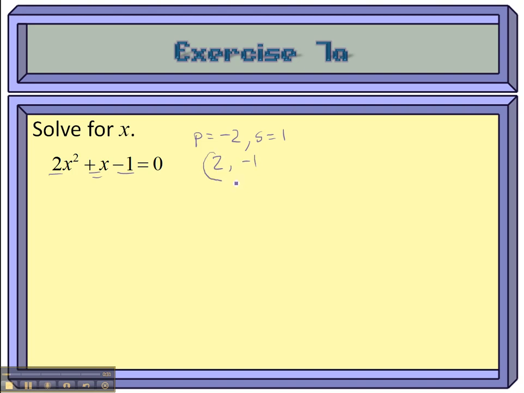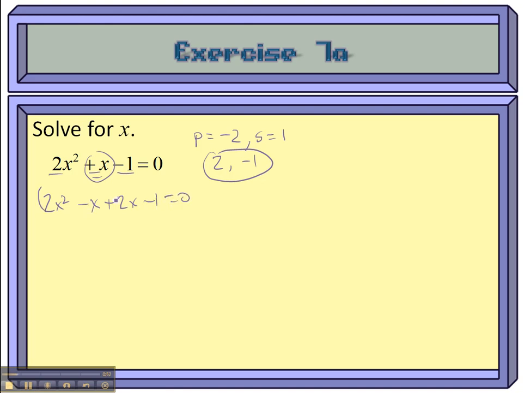I'm going to use those two factors to expand out this middle term. 2x squared. Now I can put either one of these first, but if I have a -1 or a +1, get in the habit of putting the -1 first. It avoids some sign errors. So -x plus 2x minus 1.